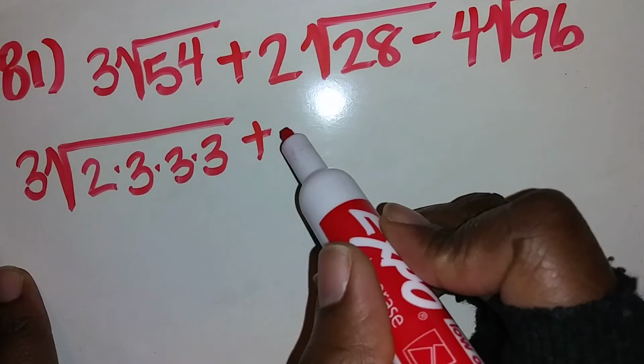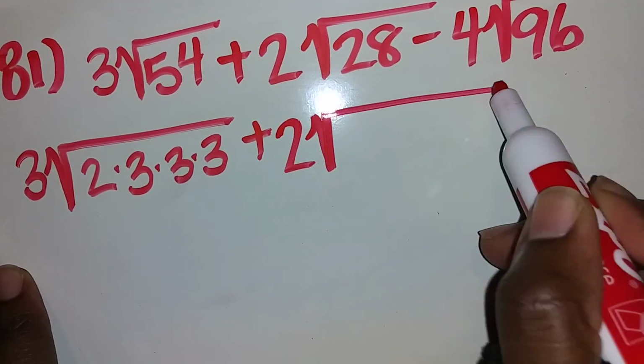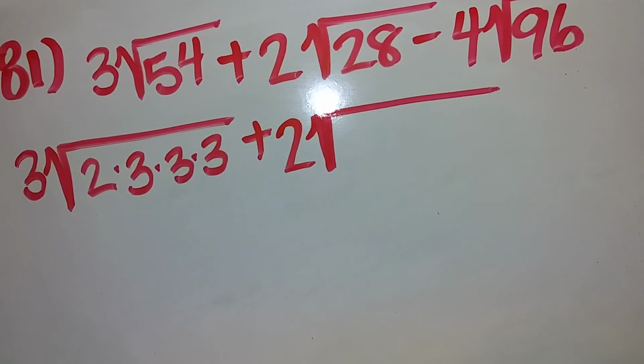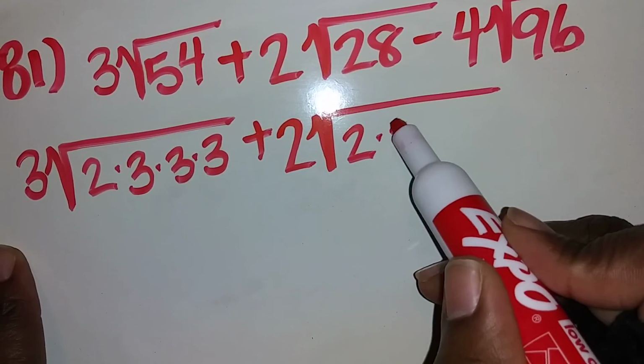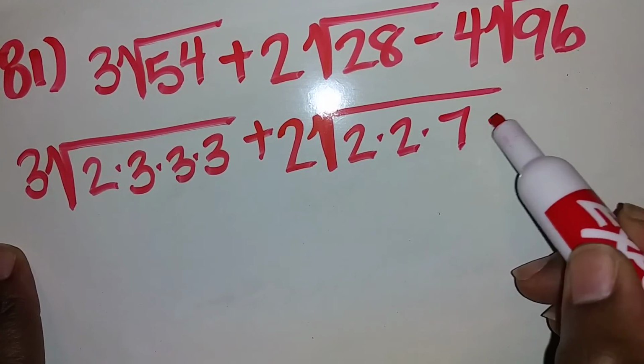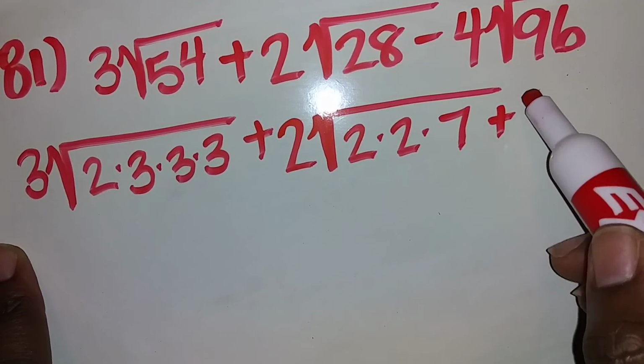Again, break down 28. I do know 28 is divisible by 2. So 2 times 14 is 28. And 2 times 7 is 14. So I'm just multiplying. That's all I'm doing.